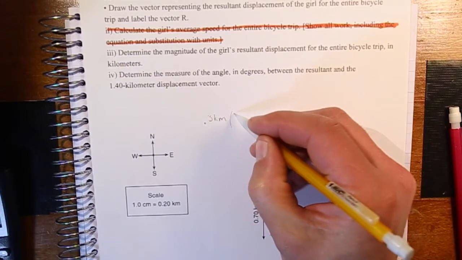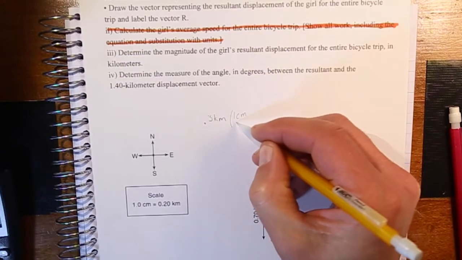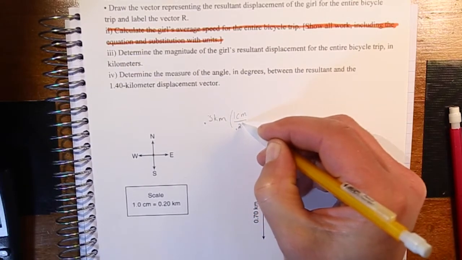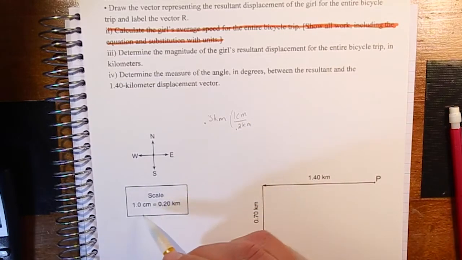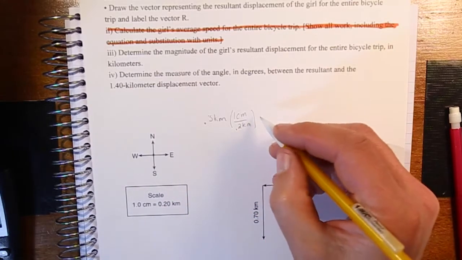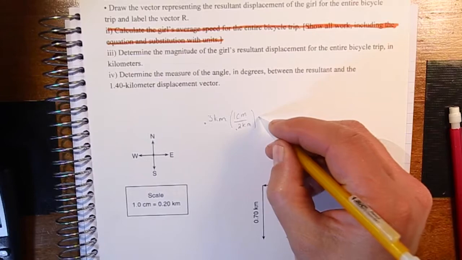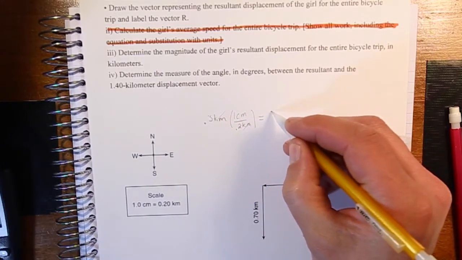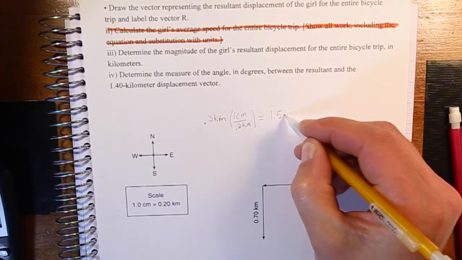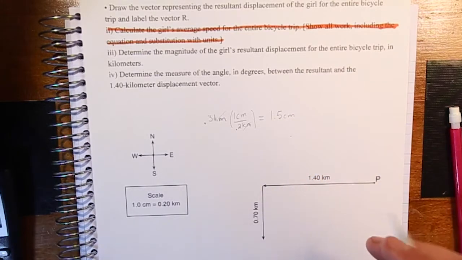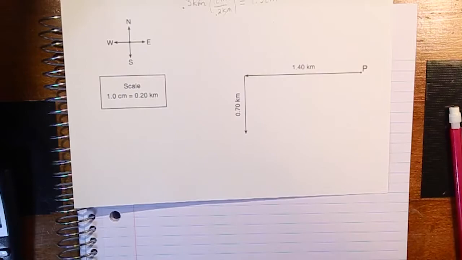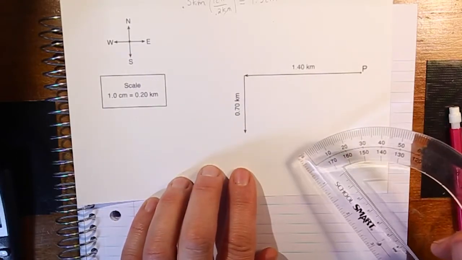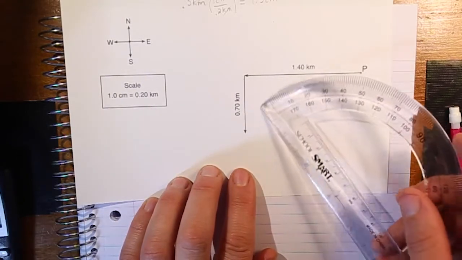And we have 1 centimeter per 0.2 kilometers. That's the scale that we've been given. So if we divide, kilometers cancel, and we're left with 1.5 centimeters. So before we can draw this eastward vector, we have to make sure that it's perpendicular.